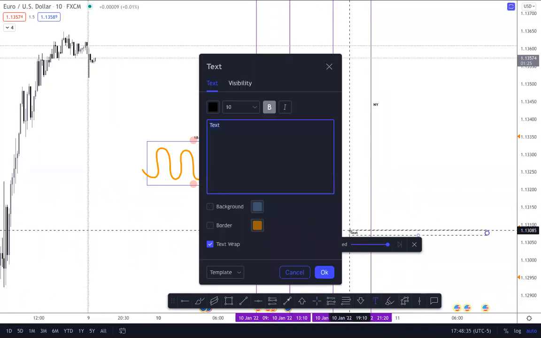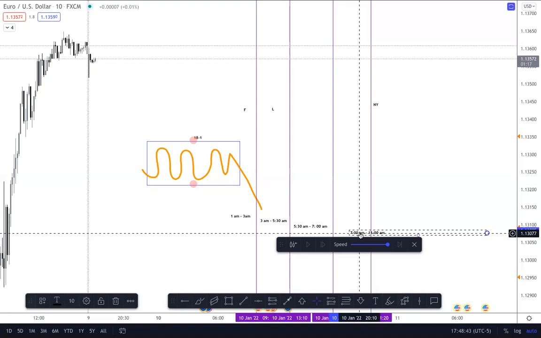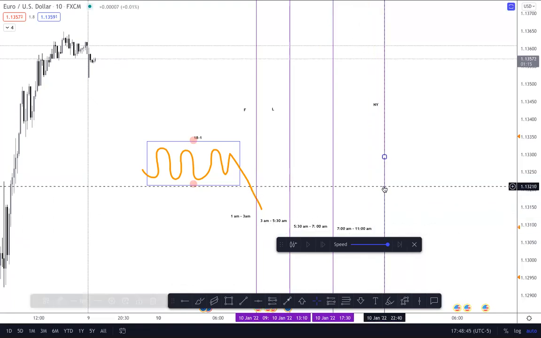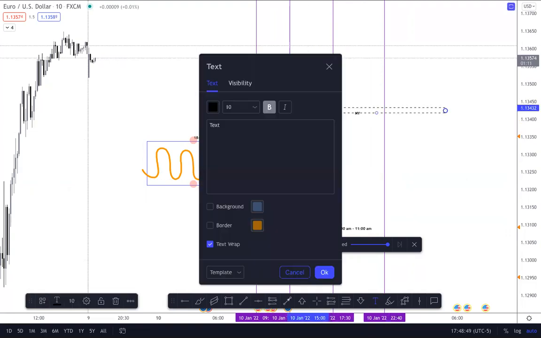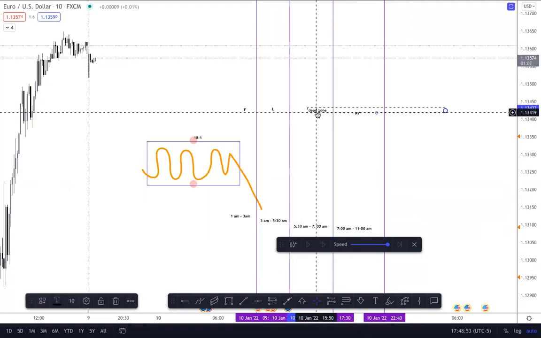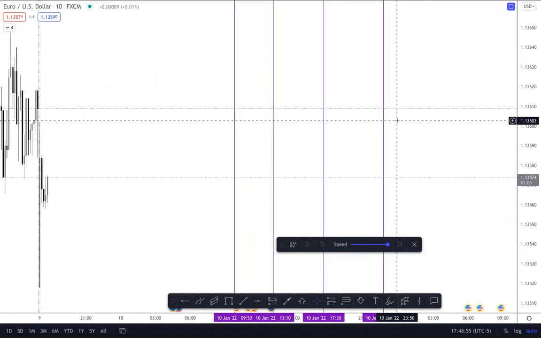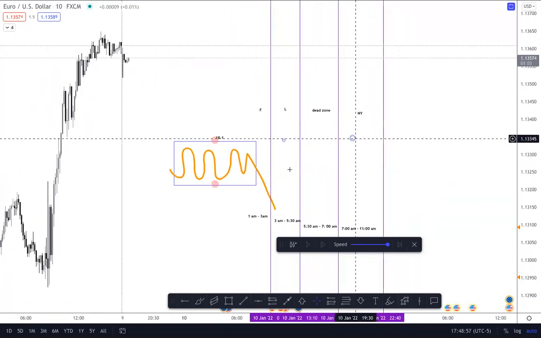New York for me starts around that 7 a.m. marker. I will trade normally till 11 a.m. So New York has the biggest kill zone. All right. How do we play this?